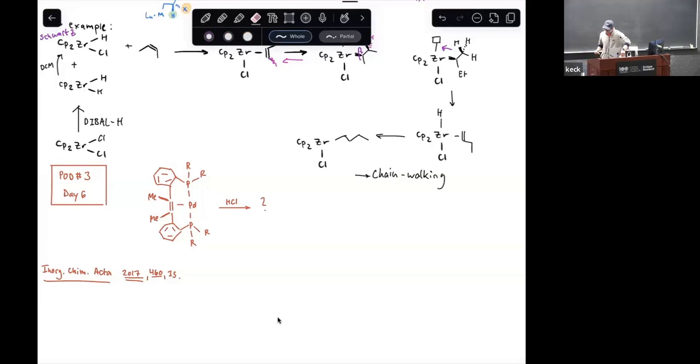Take 30 seconds to think about this. We're going to treat this interesting pi palladium complex. The first thing you can think through is what's the oxidation state of this palladium complex? What's its electron count? Let's start building a predictive framework for how it might react. And then we're going to treat it with HCl.